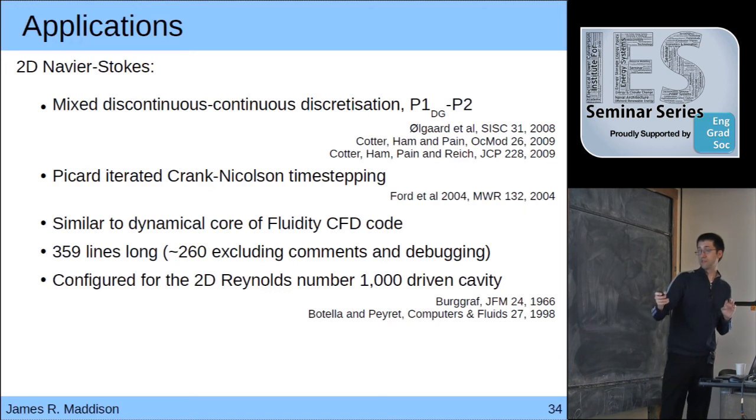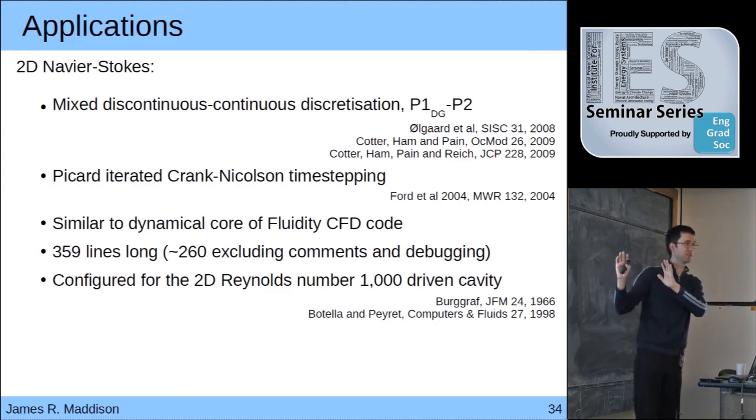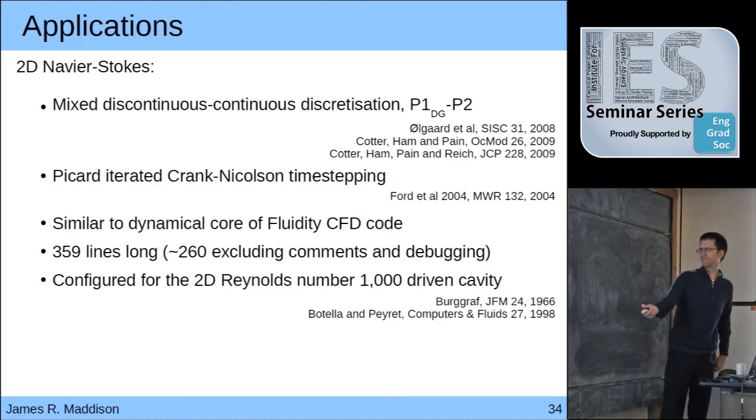So how long is it? It's 360-ish lines long, the whole code, and that includes all sorts of debugging. The stuff that's really solving the fluid equations is about 260 lines long. As I said, Fluidity is hundreds of thousands of lines of Fortran, all in. Here we've got a few hundred lines. Although Fluidity does tons of other stuff as well, if we're being fair.